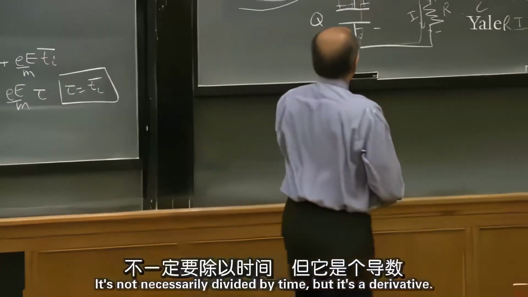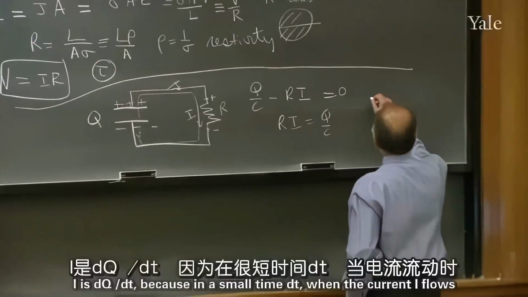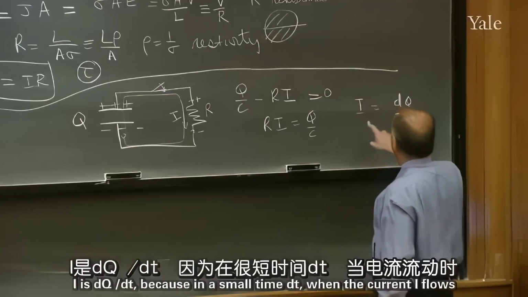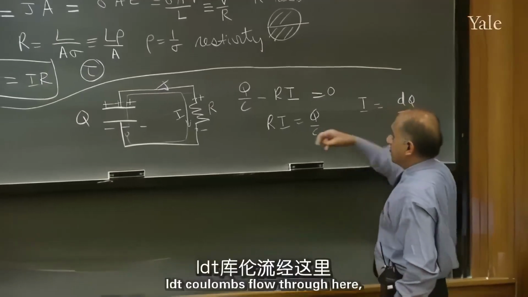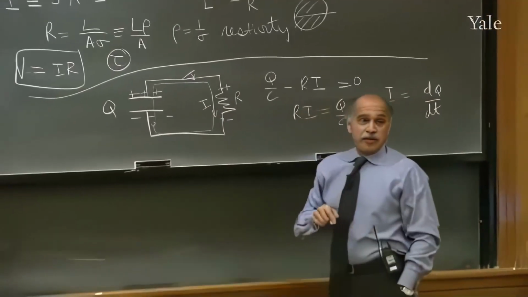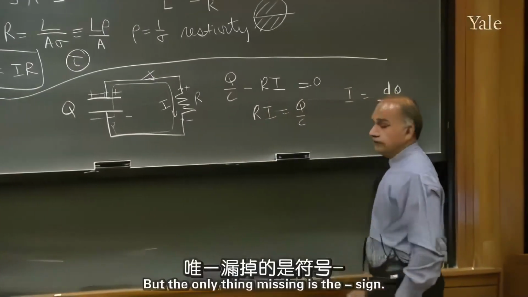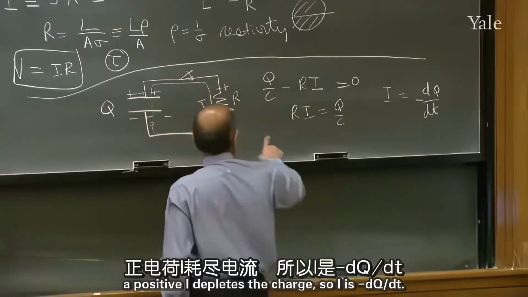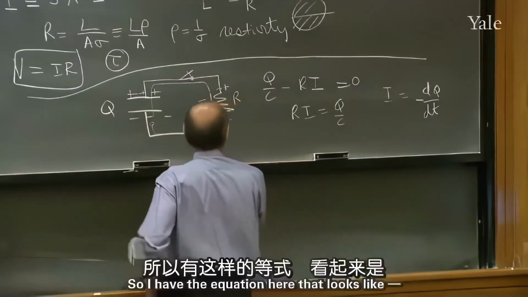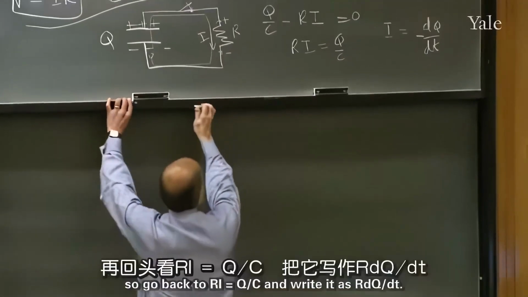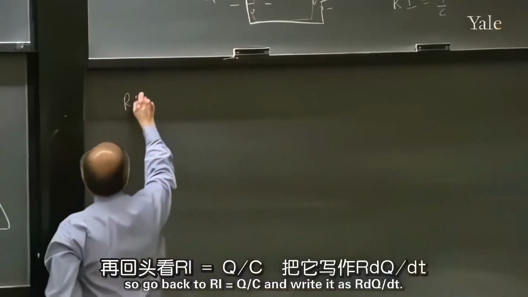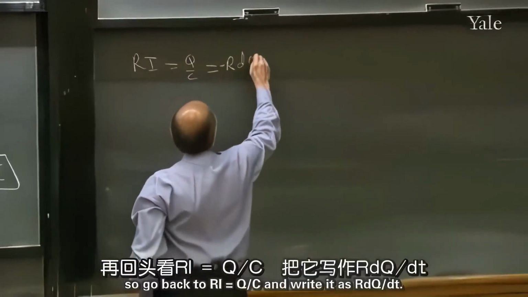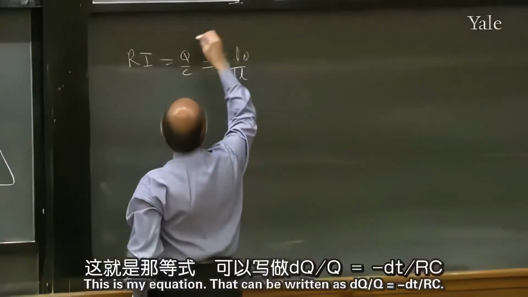It's not necessarily divided by time, but it's a derivative. I is dq dt, because in a small time dt, when the current I flows, I dt coulombs flow through here, but they've got to come from there. The only thing missing is the minus sign, because if I is defined this way and it's positive, a positive I depletes the charge, so I is minus dq dt. So go back to Ri equal to Q over C and write it as R dq over dt. This is my equation.